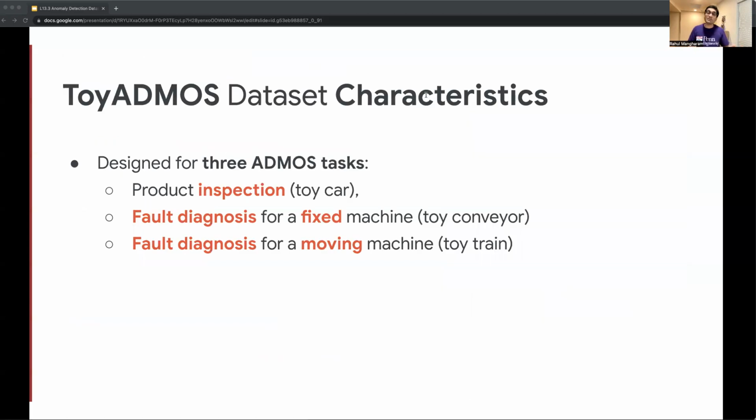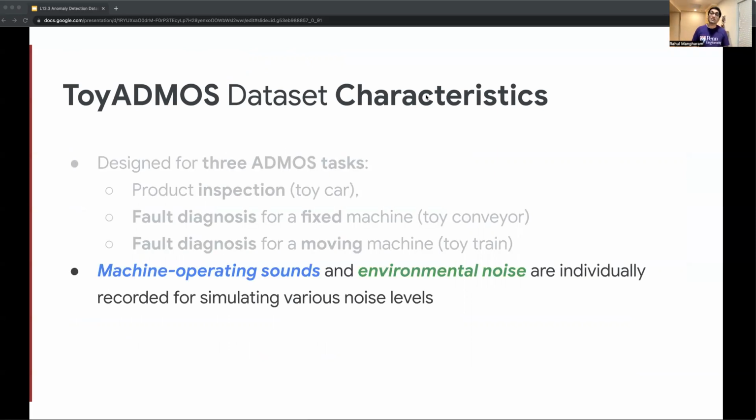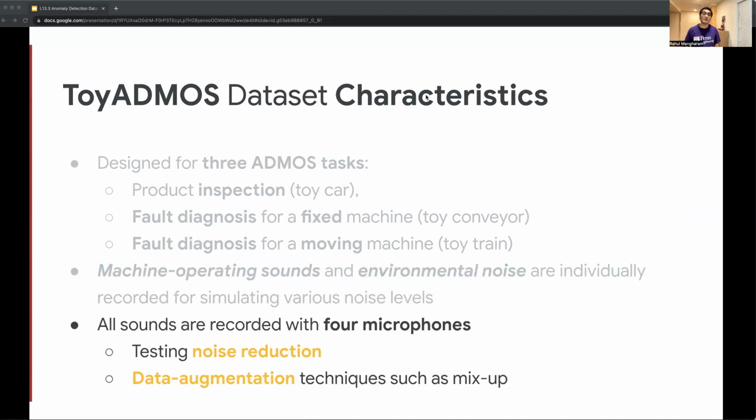Now, looking one level deeper, the dataset is spread across 3 different types of toys: a toy car, a toy conveyor, which is fixed, versus a toy train, which is continuously moving around the tracks. And so you get very different kinds of sounds coming from them. And you are collecting different machine types of sounds over here. And so you're going to get a lot of data that's quite quiet, which is the background sound or the environmental noise. And then you have the operating situation, as well as the data when the machine is actually running.